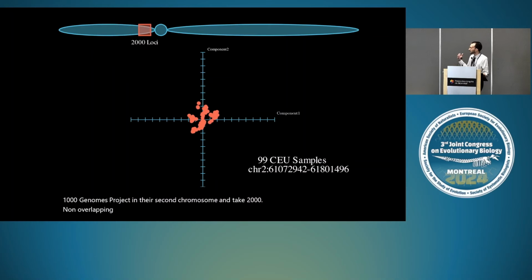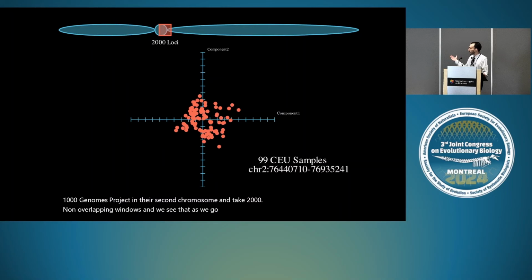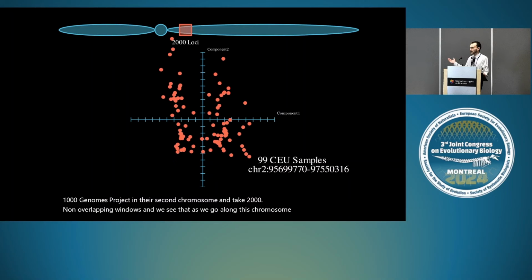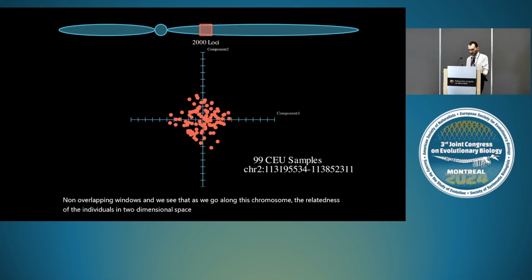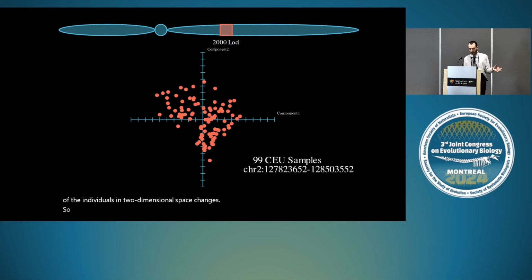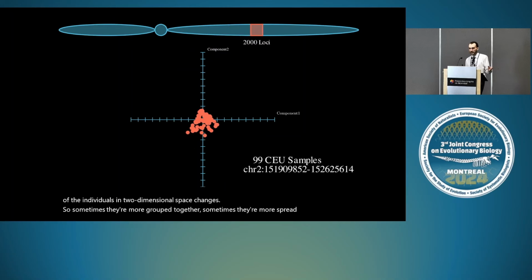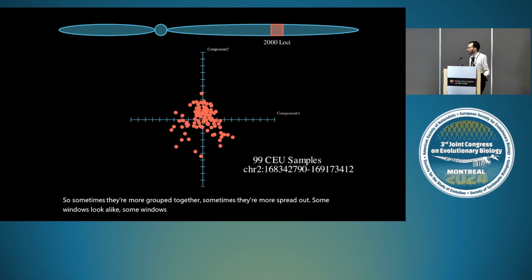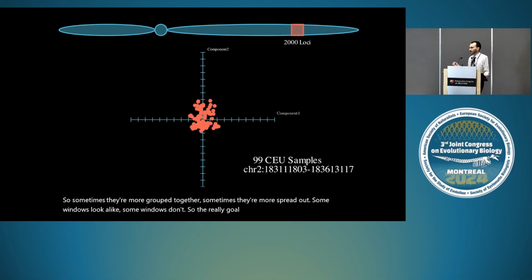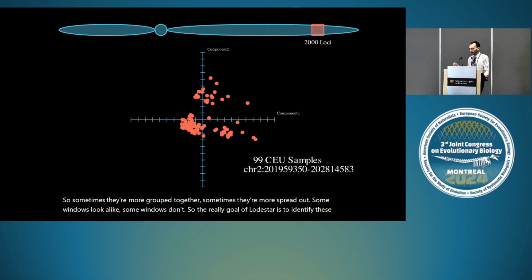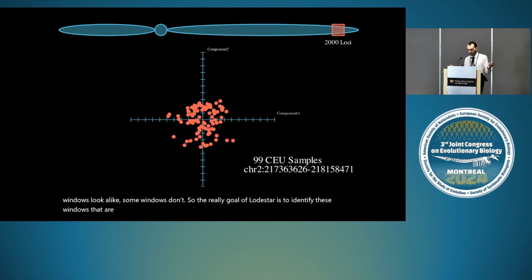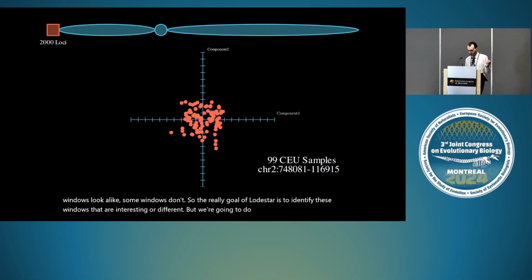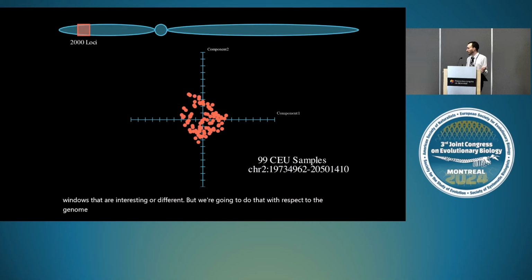And we see that as we go along this chromosome, the relatedness of the individuals in two-dimensional space changes. So sometimes they're more grouped together, sometimes they're more spread out. Some windows look alike, some windows don't. So the real goal of Lodestar is to identify these windows that are interesting or different, but we're going to do that with respect to the genome-wide plot of relatedness.